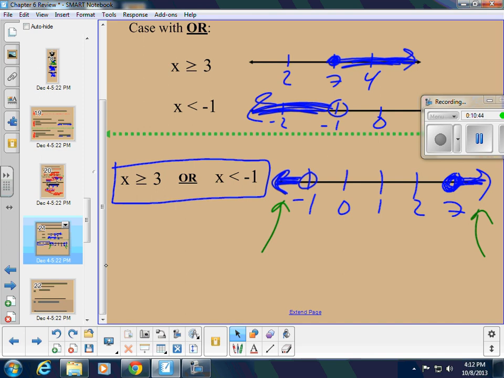So OR cases, a little different. Here's what a graph of those might look like. But again, different concept, different idea than an AND case. No other way to write it though. That is just how you write an OR case. The two inequalities with the word OR in the middle.